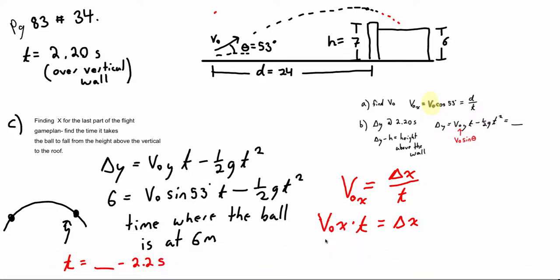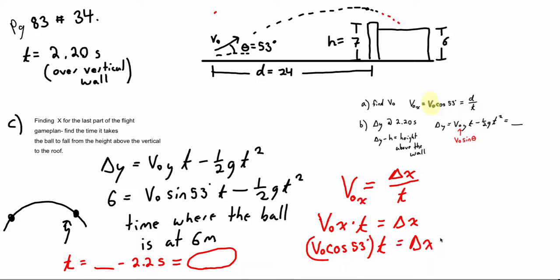To find that, just remember that your v0x was your v0 from what you found in the first part, and in the x direction it's your cosine of 53 degrees. Multiply that by the time, whatever time you found here. That's going to be the time it took for it to travel that distance, and that's going to equal your delta x.